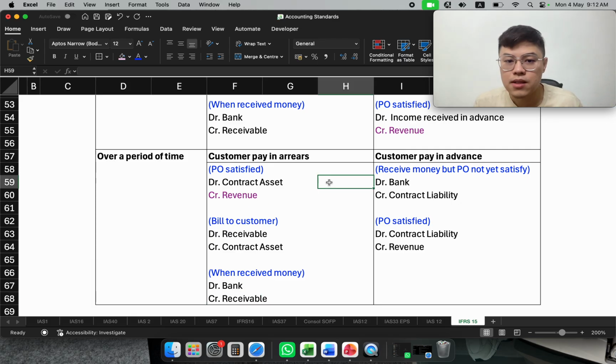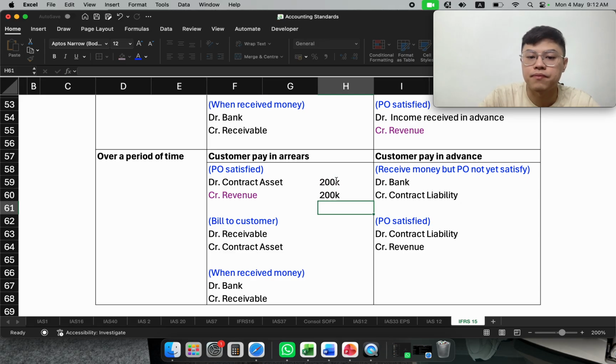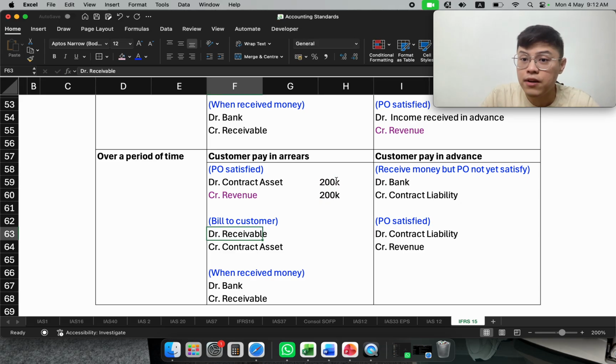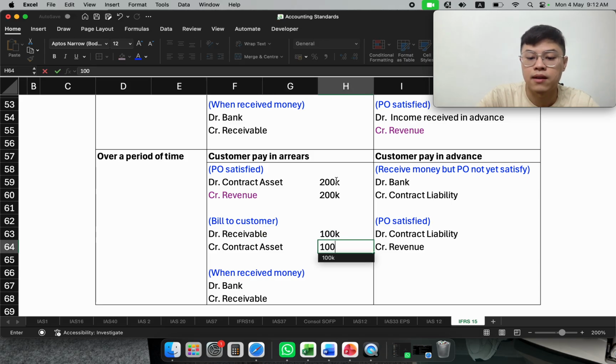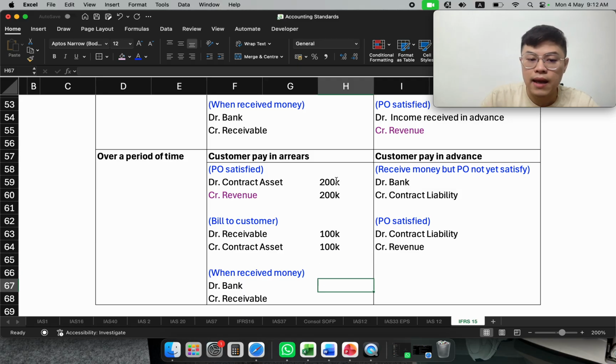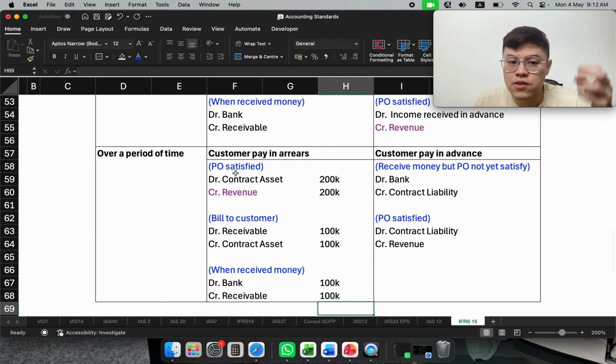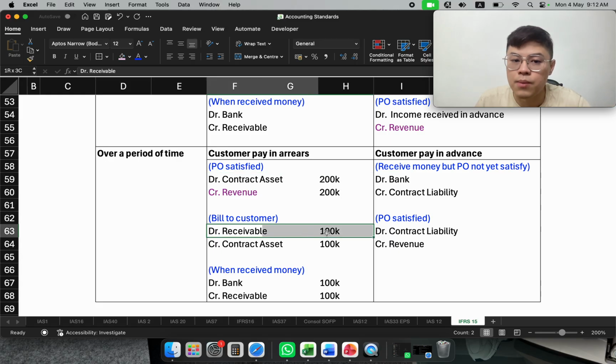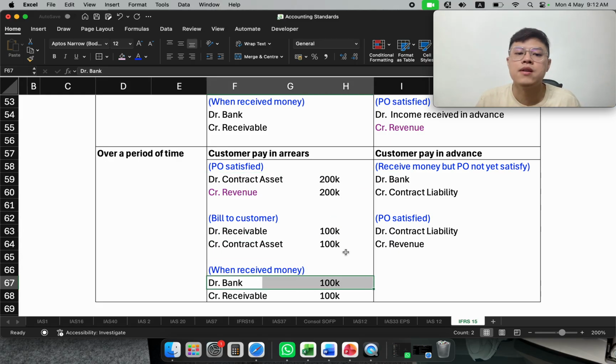Because sometimes you might have a situation like this. You have completed 200k of revenue, but when you bill the customer, maybe you only bill 100k, because there's another 100k you're going to bill later. And you are going to receive the 100k. So you will gradually transfer this contract asset to receivable until it becomes zero, and everything is in your bank already. So this is the pay in arrears case.